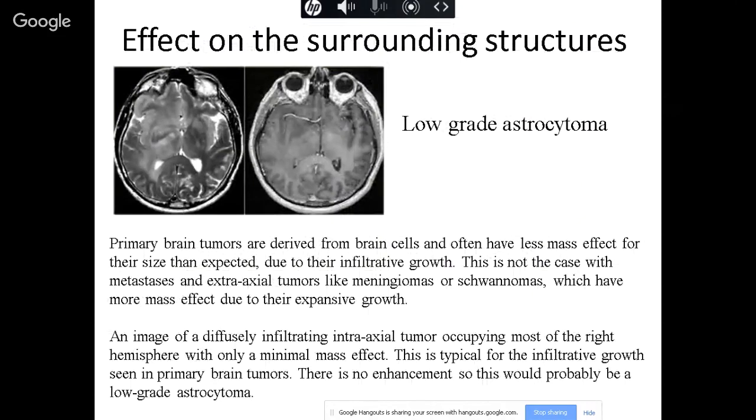All right. After that, you will look at whether or not there are effects on the surrounding structures. So look at this low-grade astrocytoma. You see the signal abnormality here. Everyone can appreciate this signal abnormality. So you look at whether or not there is surrounding edema, midline shift, or compressed ventricle, am I right?